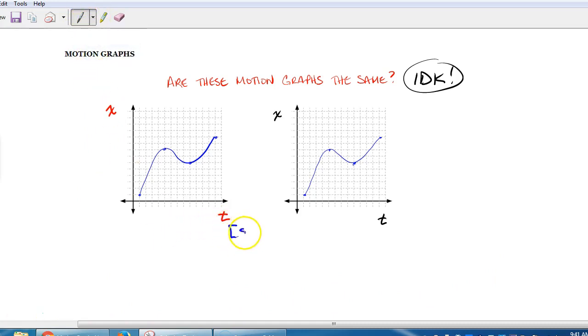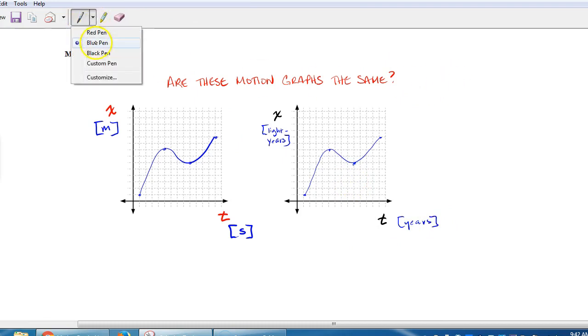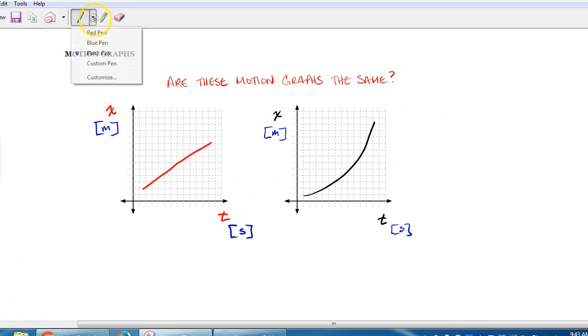Another thing I could do is I could change the units that are represented in each of those and make them both position versus time. So on the left-hand side, I have meters versus seconds, so that's a common one you'd see in this class. And then on the right-hand side, we have light years versus years. So that might be an example of a situation in which you were talking about galactic motions, things like that. So obviously, we're talking about very different things there.